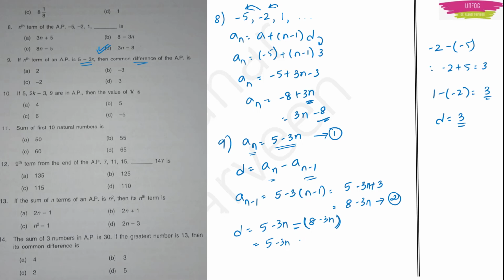5 minus 3n. I will erase this. It will be confusing or else. Minus 8, minus into minus will be plus 3n. This will be cancelled and here you have minus 3. So minus 3 will be the right answer. The common difference is minus 3. Option B will be the right answer. Okay. See, only because you know the formula, you could do this question number 9, right? If you didn't know the formula, how you could do it? So that's why I gave you those 7 formulas for arithmetic progression. You must know them.